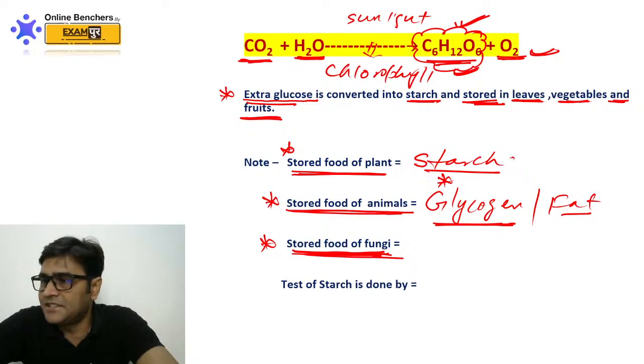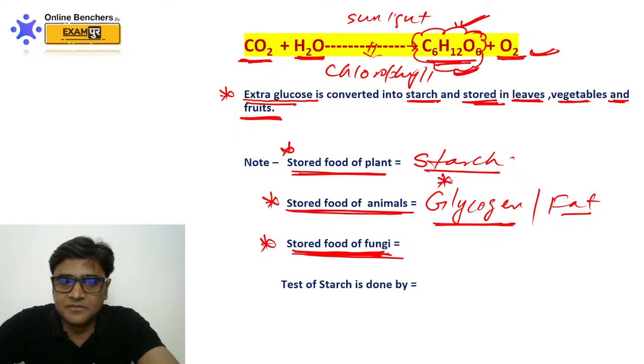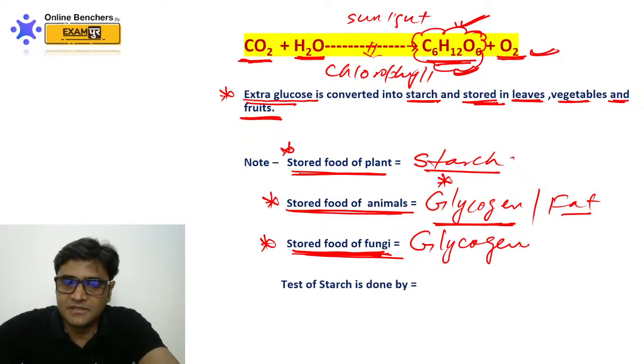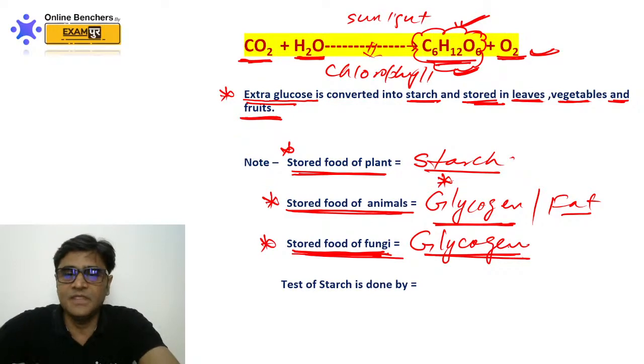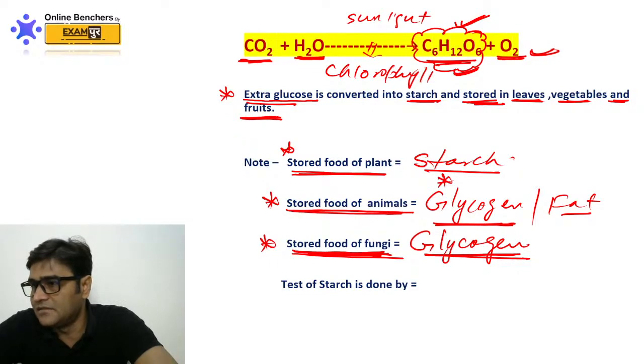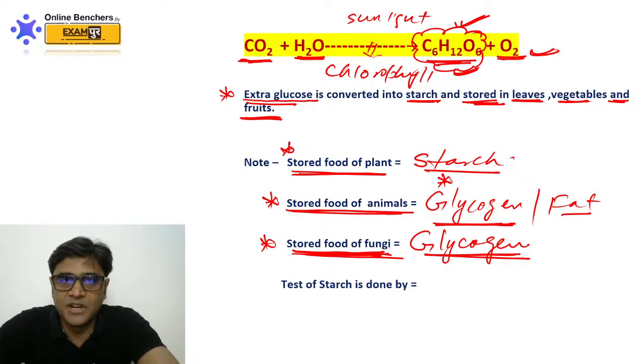Yes, Kapil is saying starch, like in potato. What is the stored food of fungi? Again, your answer should be glycogen. Yes, glycogen. So please remember, the stored food of plants is starch, the stored food of animals is glycogen, and the stored food of fungus is also glycogen. Sangeeta, you are right. Very good. So these points are very important for all competitive exams, guys.